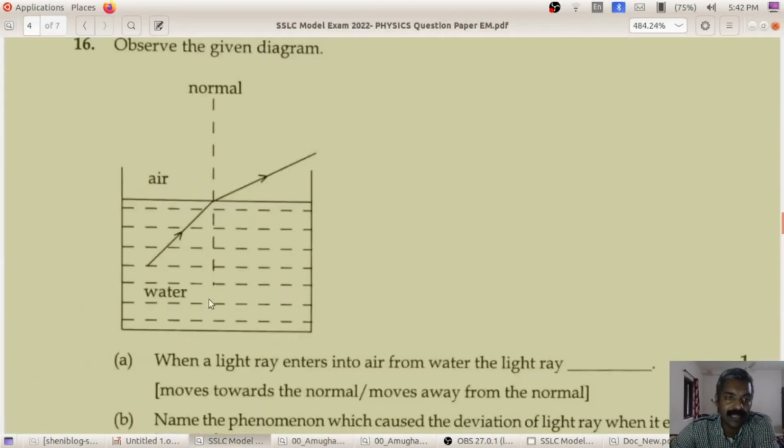Observe the given diagram. When a light ray enters into air from water, the light ray moves towards the normal or moves away from the normal. Here, the light travels from water to air, or optically denser medium to optically rarer medium. The light deviates away from the normal.